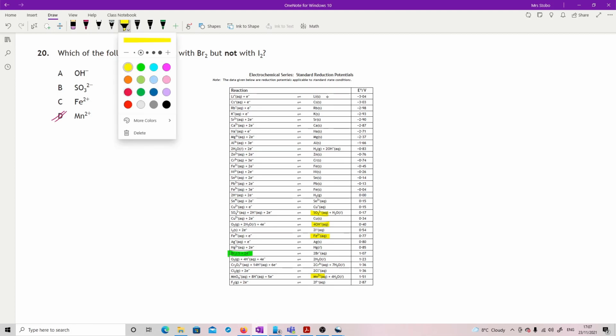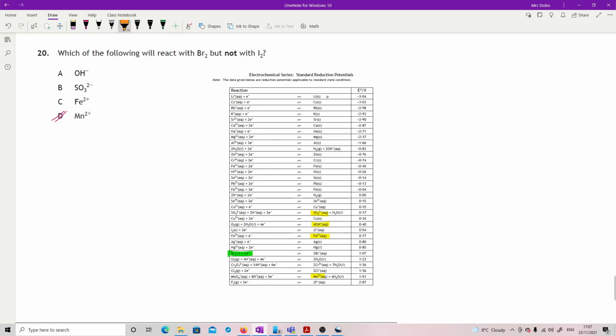Which of the following will react with bromine but not with iodine? So let's put in iodine this time. So iodine is up here. So which of the ones will react with bromine but not with iodine? There we go. And that's your multiple choice for that year.